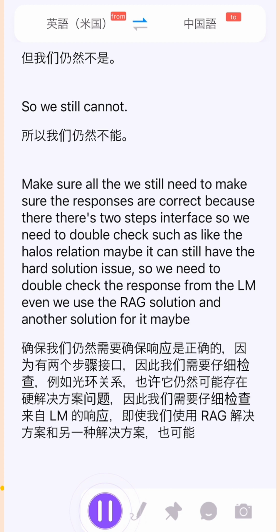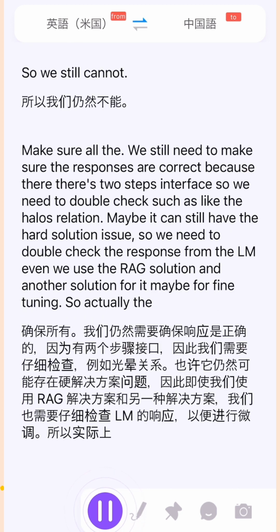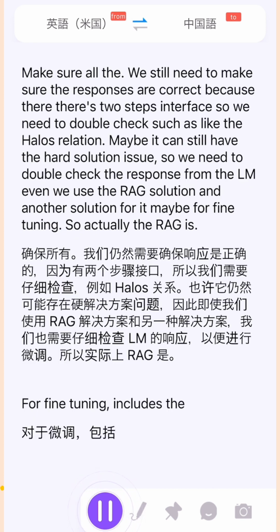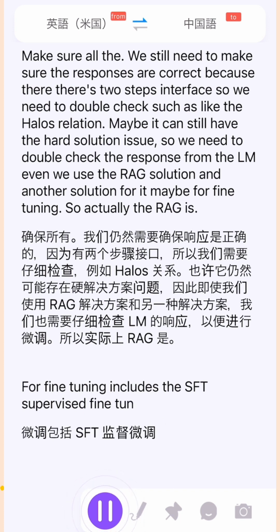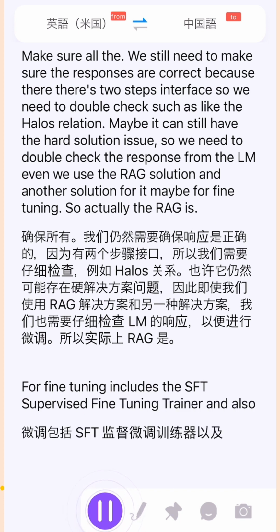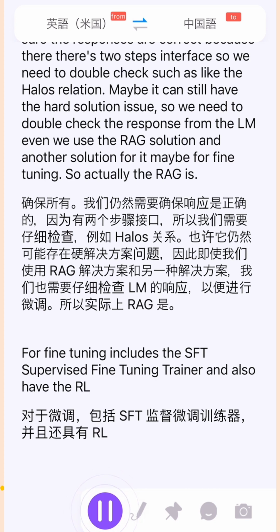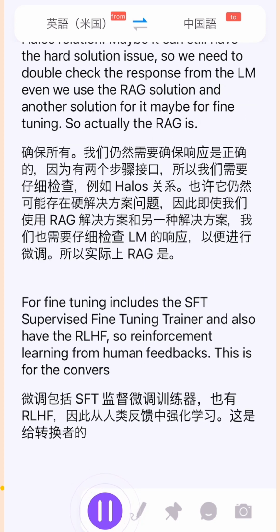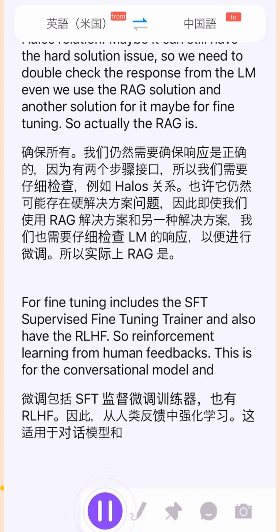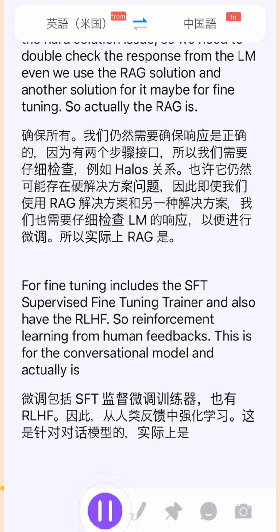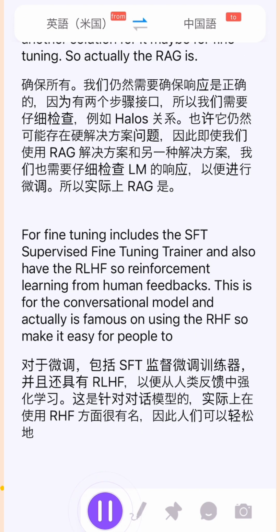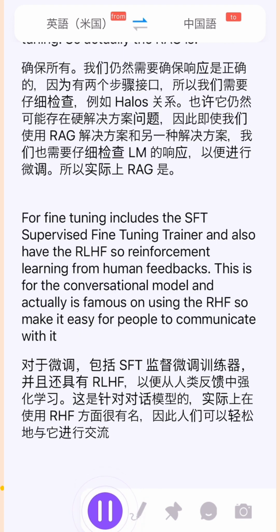And another solution is fine tuning. Fine tuning includes SFT, the supervised fine tuning trainer, and also RLHF, reinforcement learning from human feedback. This is for the conversational model. And ChatGPT is famous for using RLHF, which makes it easy for people to communicate with it.